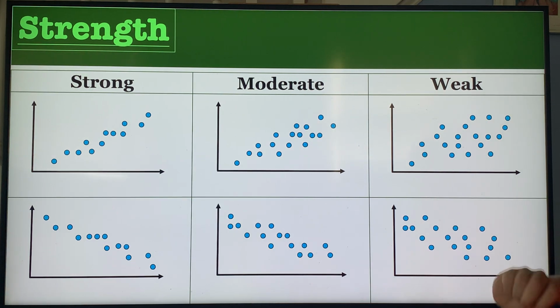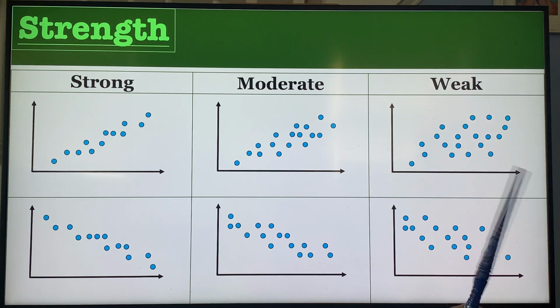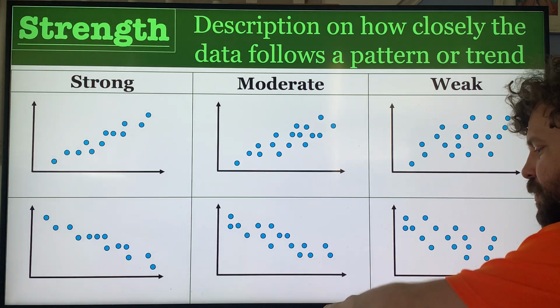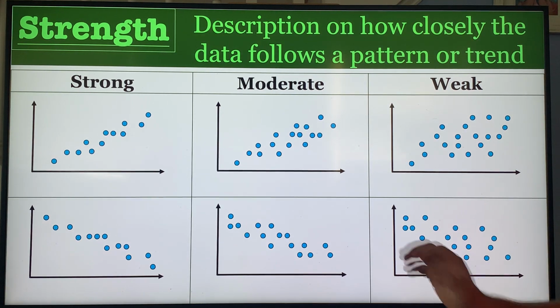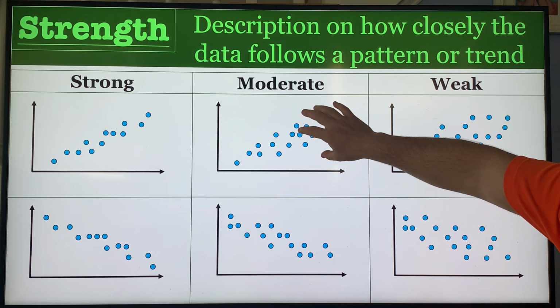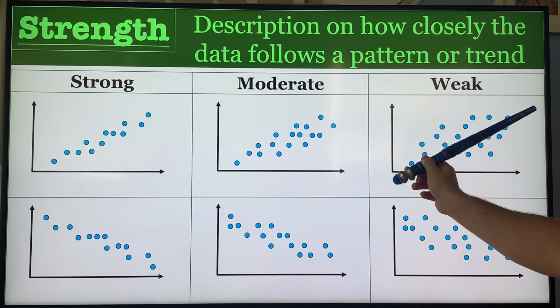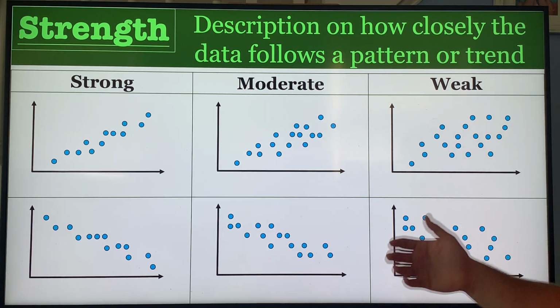Strength. How strong something is. You guys strong? Maybe. So you have strong, moderate, and then weak. All right, so what strength is? That describes how closely the data follows this trend. So pretty much what it means is the closer the points are to your line, the stronger that line is. As soon as the points start to go farther away from that line, it gets moderate. And if they're really far away, like you can still kind of see a line increasing here, but it's really weak. It's almost getting to where there's no correlation.